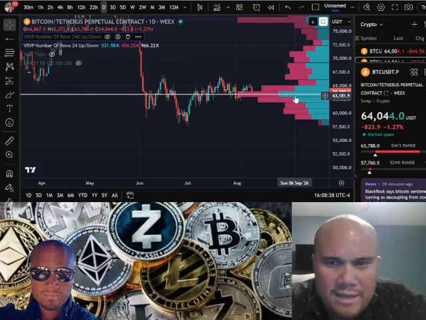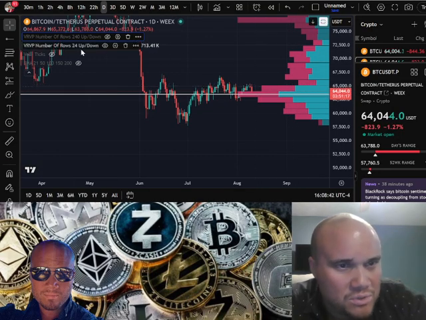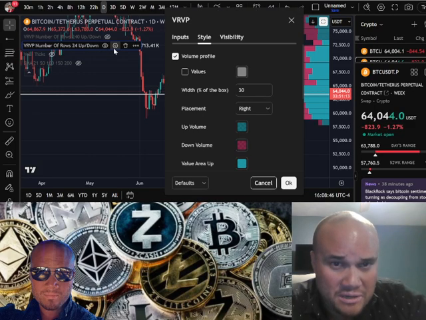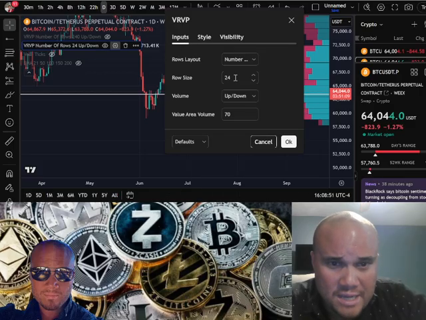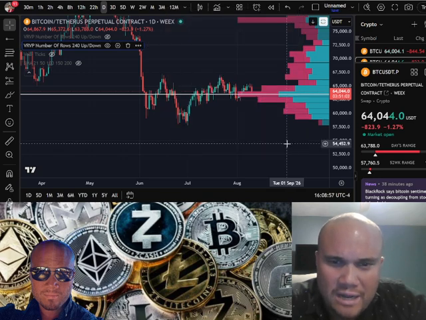If you want it to be a little more precise and see those gaps in between the volume nodes, you have to go back into settings on the VRVP indicator you just set up on your chart. Go over to inputs and change the row size from 24 by adding a 0, making it 240, and then look what happens on the chart.